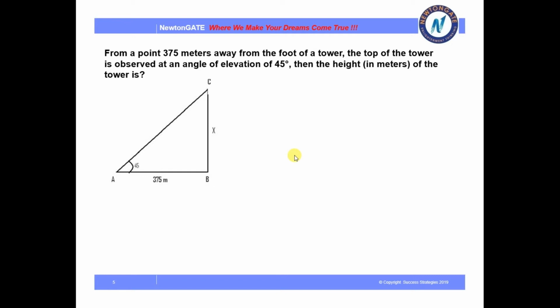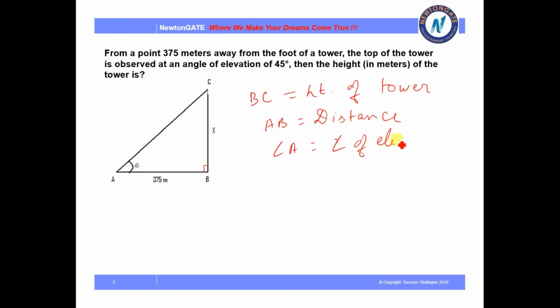So this is the diagram. Let's say we have a triangle ABC. B is 90 degree and angle A is 45. Why? Because we have taken BC as the height of the tower. So BC is equal to height of tower and AB is the distance. AB is equal to distance. Angle A is equal to angle of elevation.